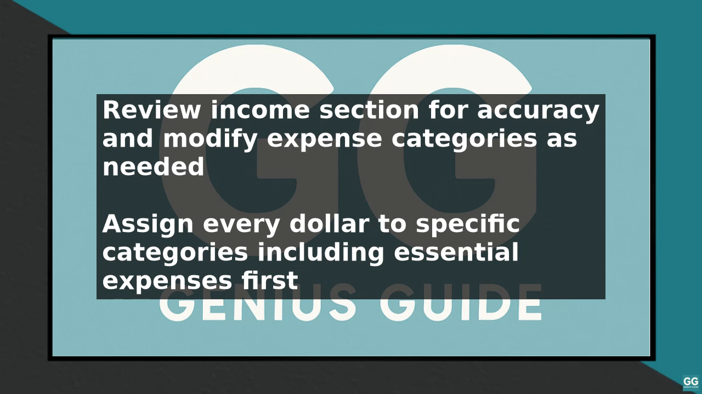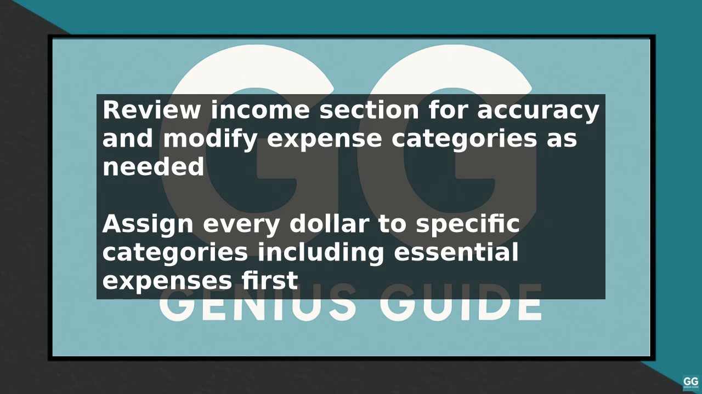Next, assign every dollar of your income to a specific category. Start with essential expenses such as rent, utilities, and groceries. Then, move on to non-essential expenses such as entertainment and hobbies. Be sure to include a category for savings and emergency funds.